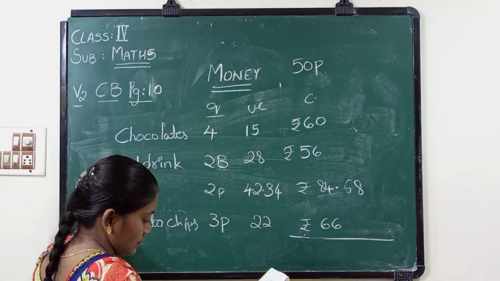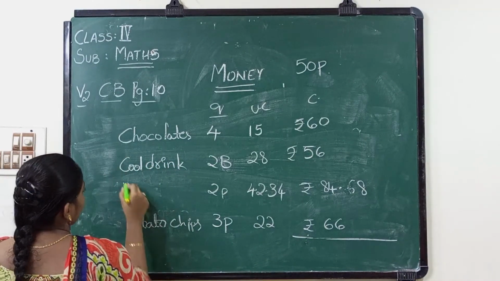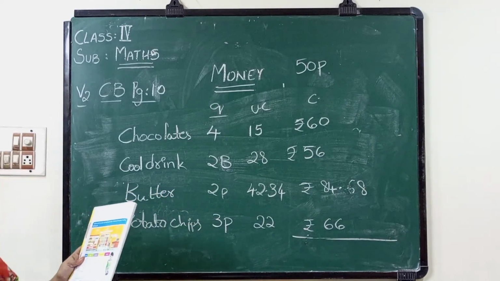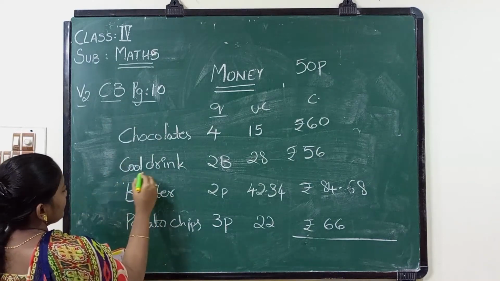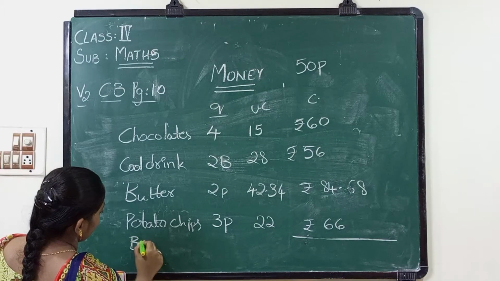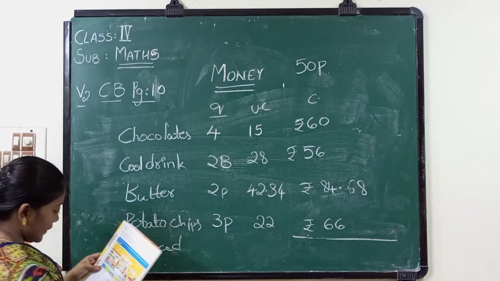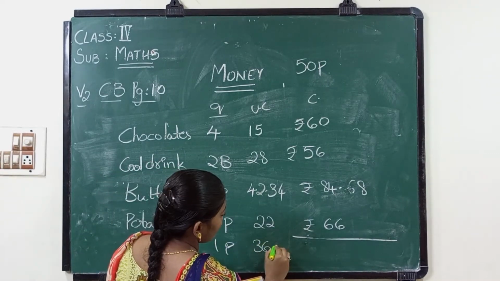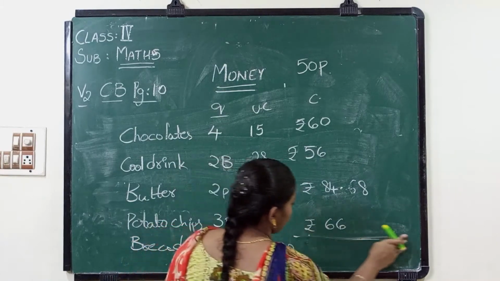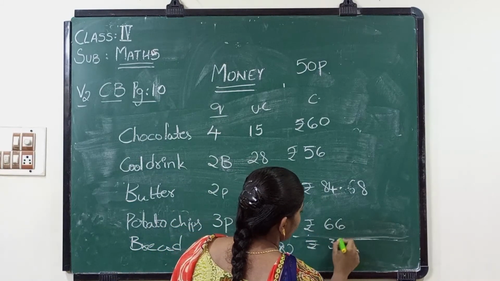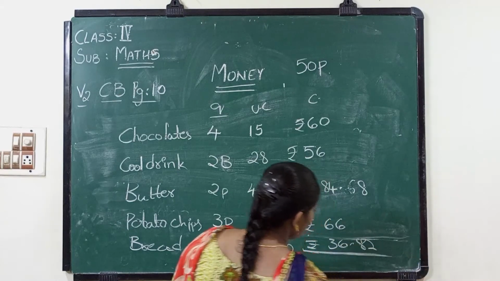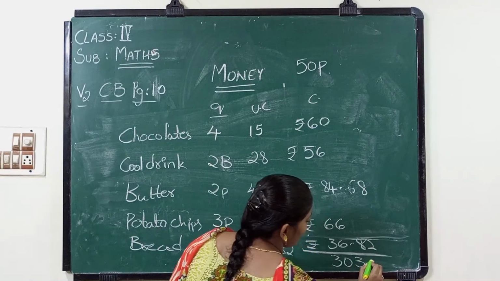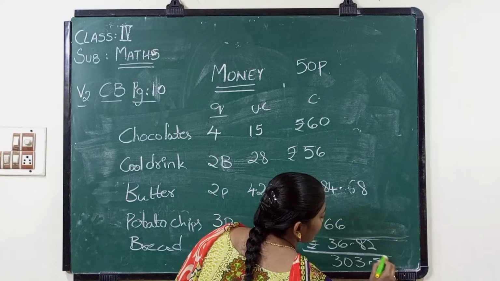It is about butter. And next one it is bread. I am writing here. Bread, she bought 1 packet and its cost is 36 rupees 82 pice. So the total she has to pay is 303 rupees 50 pice.